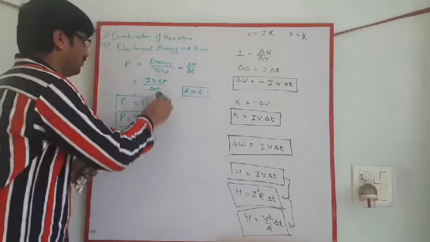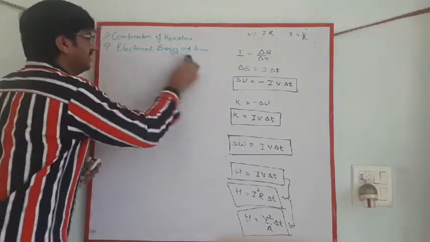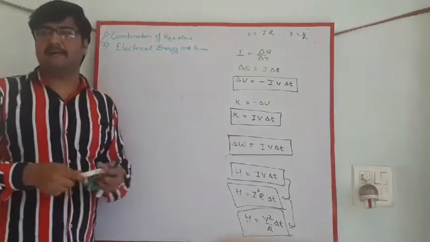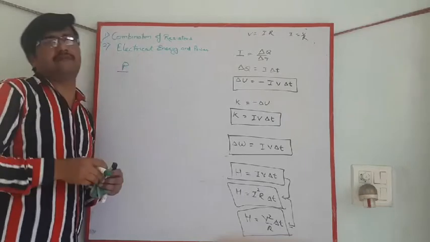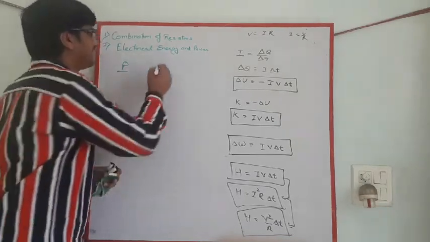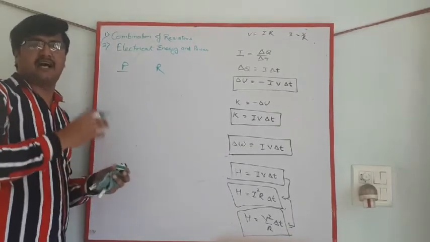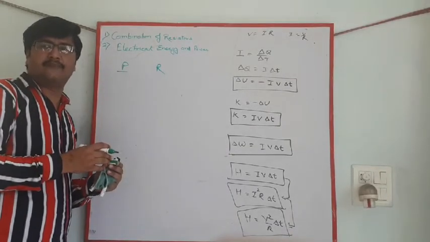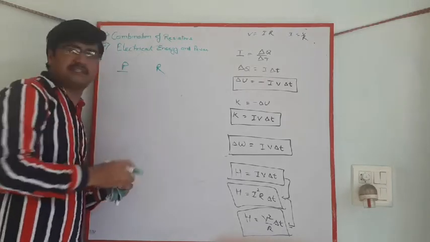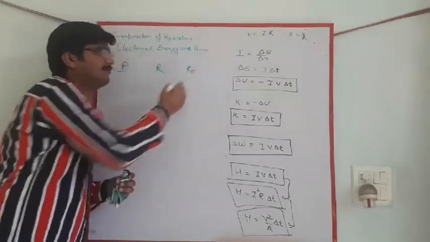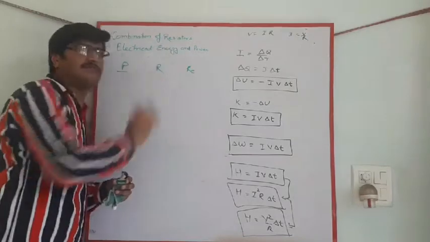So let's check it out. Let us say P is the power which we are going to deliver to a device of resistance R. Let us consider a device of resistance R to which power P is to be delivered by a wire of resistance say RC. RC is the resistance of the wire across which the power loss will occur.